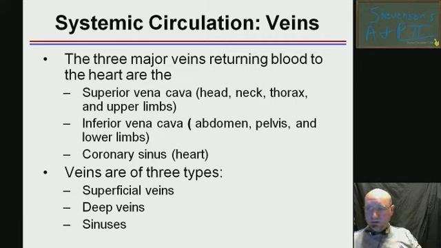Okay, systemic circulation. So far we've talked about the blood going one direction. Now we have to talk about it going back, the recycling system. We have the veins. The three major veins returning blood to the heart are the superior vena cava, which returns blood from the head, neck, thorax, and the upper limb, and the inferior vena cava, the one that snuck in a couple of slides back, which supplies blood back to the heart from the abdomen, pelvis, and the lower limbs.